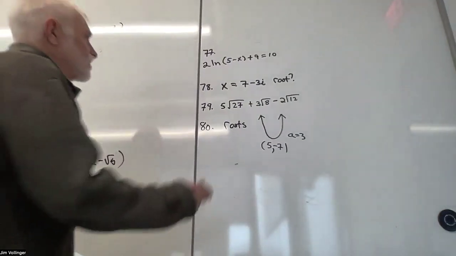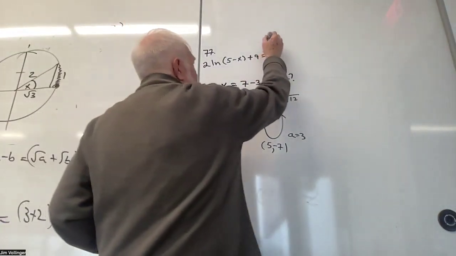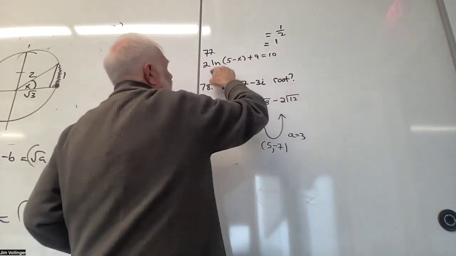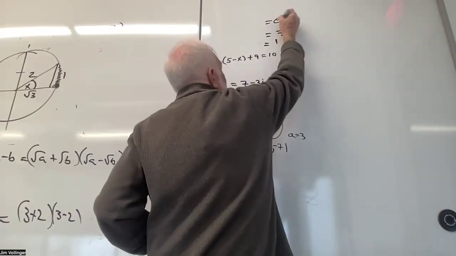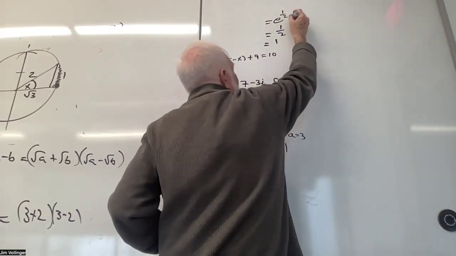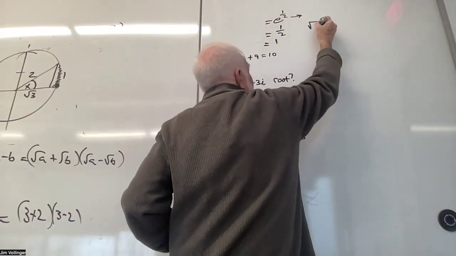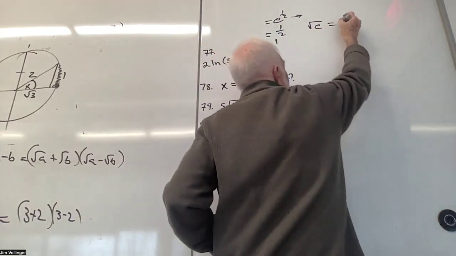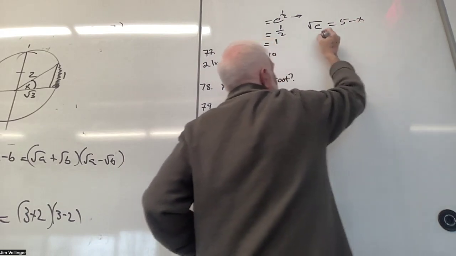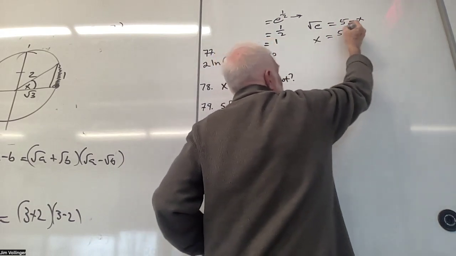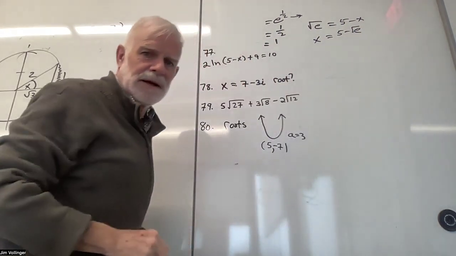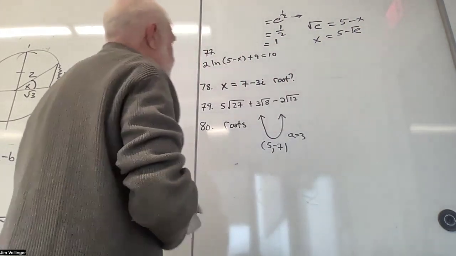Now let's do a quick solve. Subtract 9, divide by 2. Ln becomes e to the 1/2. E to the 1/2 becomes the square root of e. 5 minus x, let's make sure I don't make a mistake here. 5 minus x, I'll bring the x to this side and the square root to that side, and that's your answer. And I see I captured that on the camera.